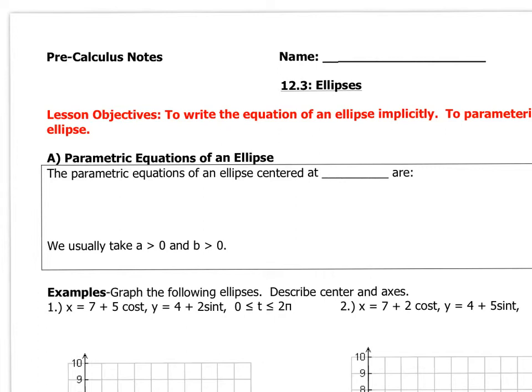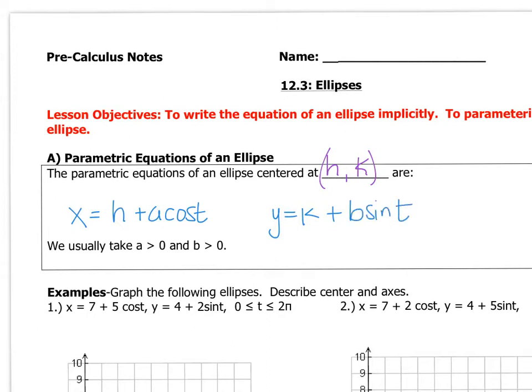So an ellipse has a center just like a circle does. The ellipse is centered at the point (h, k), so that is similar to a circle as well. And in general, the parametric equations for an ellipse are x equals h plus a times the cosine of t, and y equals k plus b times the sine of t. And a little stipulation, this is for t values between 0 and 2 pi.